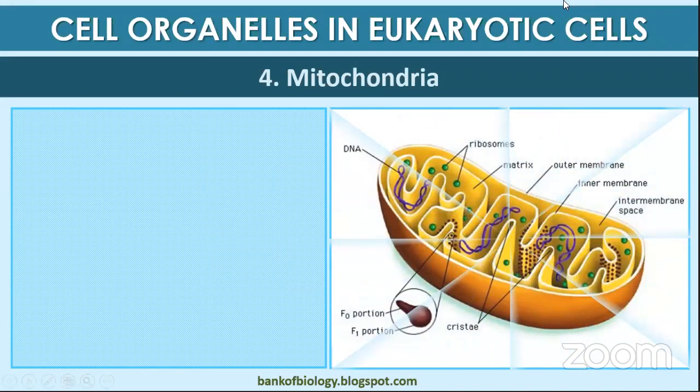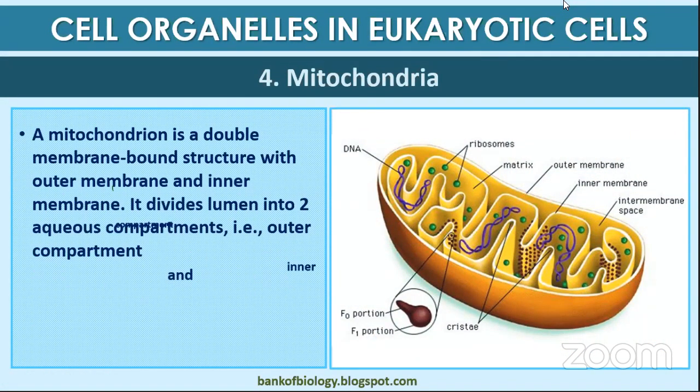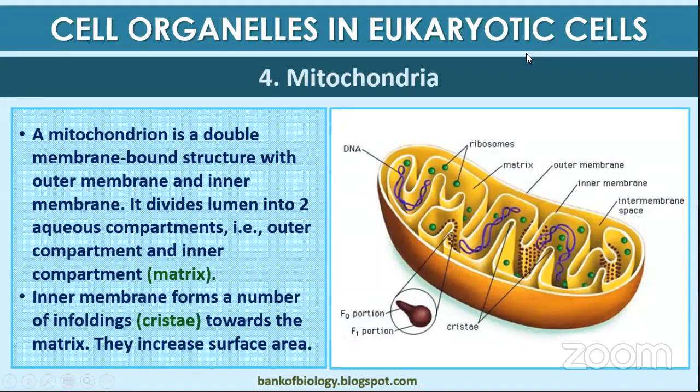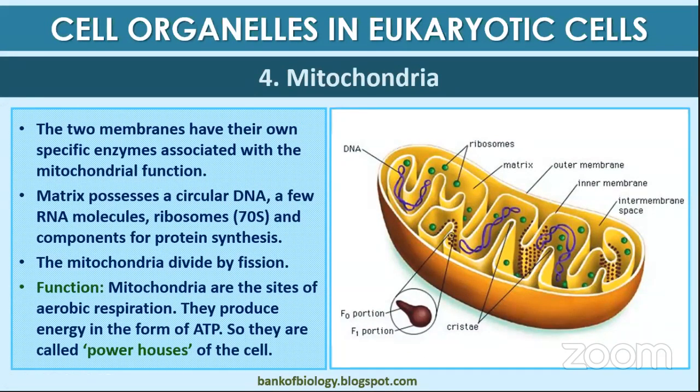Mitochondria is a double-membraned organelle. It has an outer membrane and an inner membrane. The space between the outer membrane and the inner membrane is called the intermembranal space, or to be very specific, the perimitochondrial space. The infoldings of the inner membrane are called cristae. These cristae are directed towards the matrix, and they increase the surface area. The two membranes have their own specific enzymes associated with mitochondrial function.